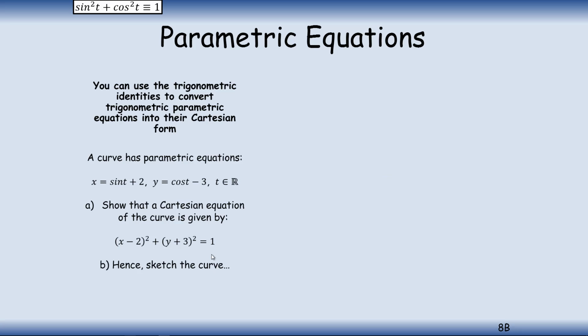Now in the second part of the question, it says, hence, sketch the curve. Now, if I have my equation (x minus 2) squared plus (y plus 3) squared equals 1, the center of the circle is given by (2, minus 3), and the radius is equal to 1. This is the square root of 1, which is 1.